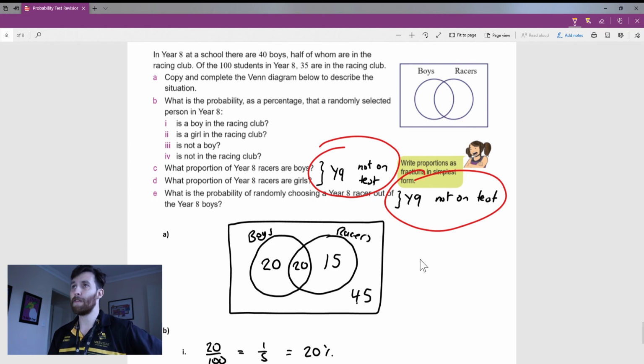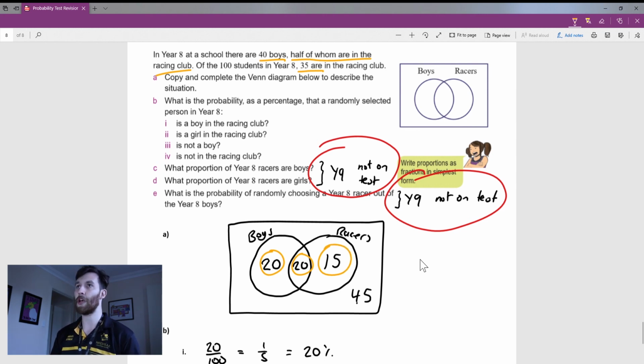Okay, first bit of information is to say, well, there's 40 boys in total and half of them are in the racing club. So when you get your Venn diagram underneath just here, you know that there's 40 people in total, 40 boys. Half of them are also in racing, so that's where the half in the middle comes from. The other half are boys that are not part of the racing club. We know that there's 35 students in total in the racing club. So every element in that set has got to add up to 35. So that means that 20 plus something will give us 35. So that something has to be 15.